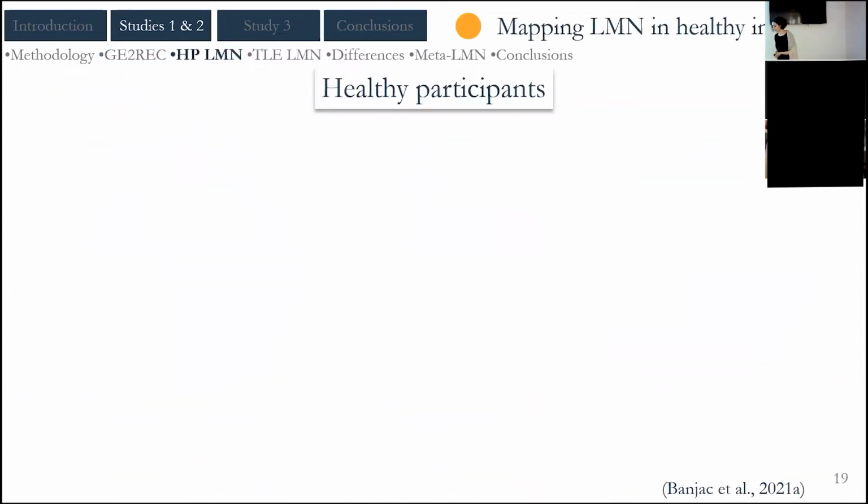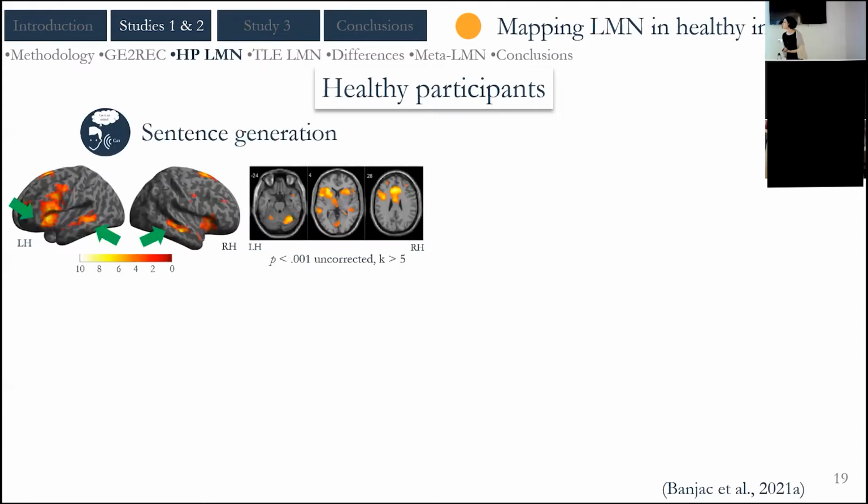Here are the results obtained in healthy participants. Now, before I present them, I will just note that here, for illustration purposes, we present activation maps obtained on a lower threshold. However, results were performed on a higher threshold with correction for multiple comparisons.